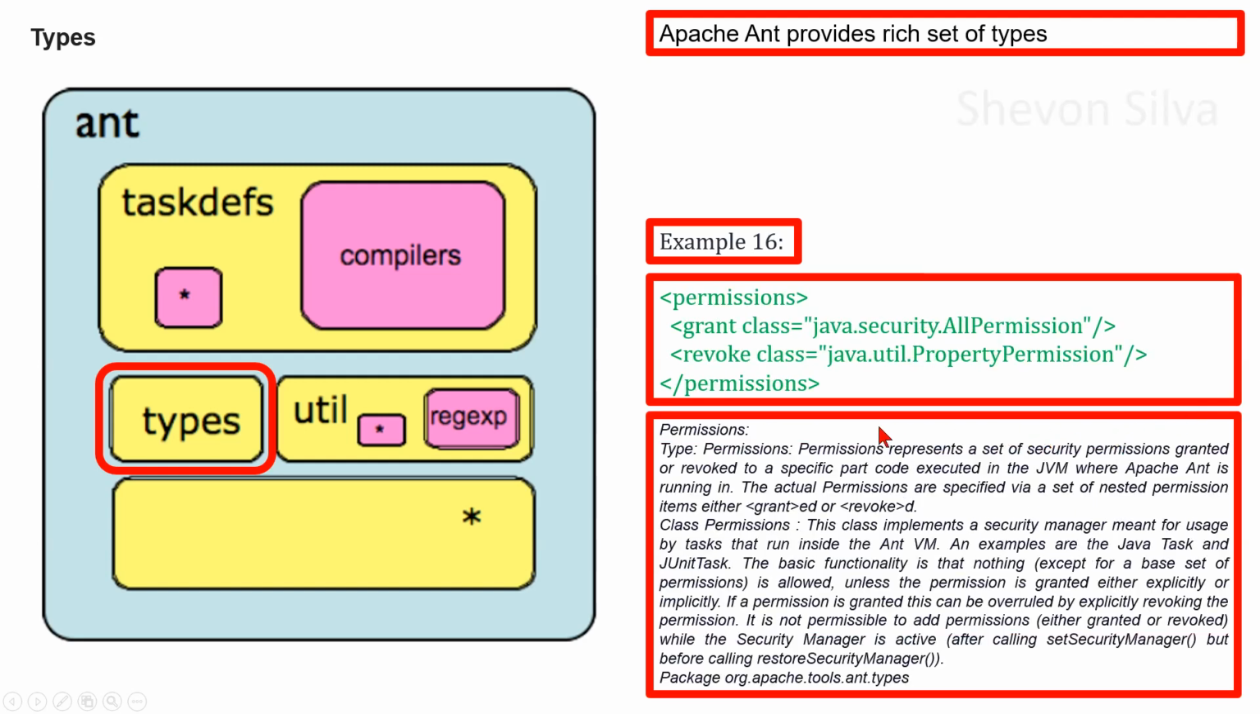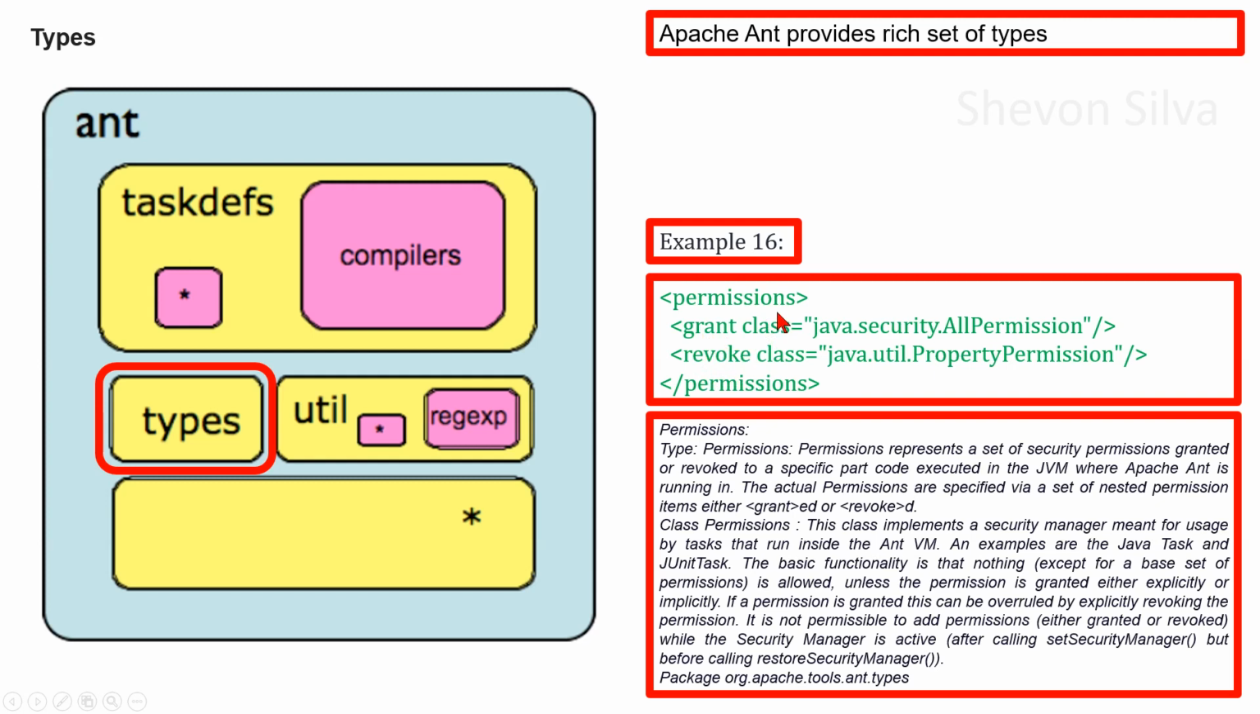Now we are considering permissions. Type permissions. Permissions represent a set of security permissions granted or revoked to a specific part of code executed in the JVM where Apache Ant is running. Actual permissions are specified via a set of nested permission items either granted or revoked.